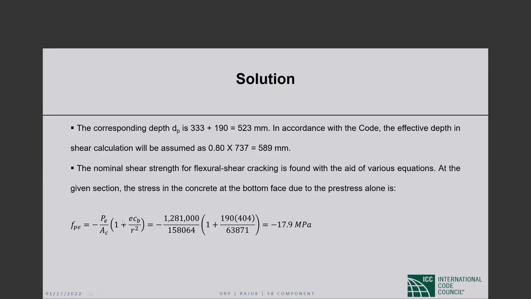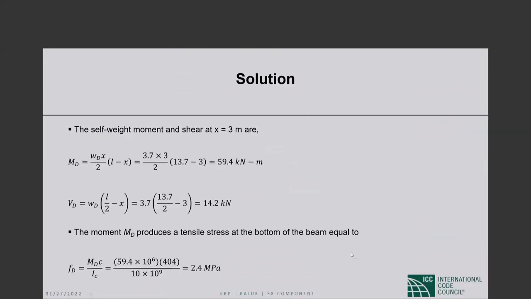So I found f_pe, the stress at the level of the pre-stress. Make sure to use effective pre-stress, because we are designing for the service condition, not for the initial condition. Then I figured out the moments and shears. This is old information. You can use whatever way you want, a spreadsheet or code values. These are equations for the moments at that point. So you find the dead load moment, and the shear value at that point.